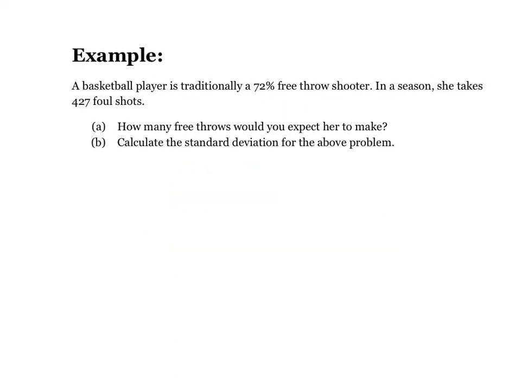And we've been studying situations like this, where, let's say, a basketball player is traditionally a 72% free throw shooter. In a season, she takes 427 foul shots. A, how many free throws would you expect her to make? And B, calculate the standard deviation for the above problem.